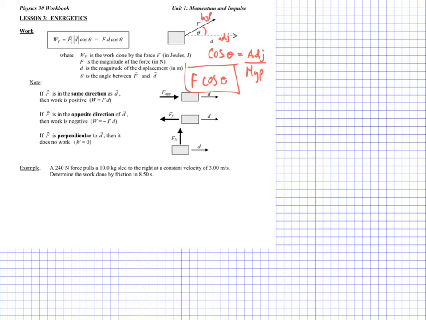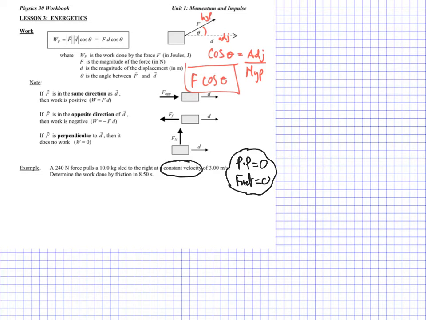Okay, so first scenario here, we have a 240 Newton force pulling a 10 kilogram sled to the right at a constant velocity. So once again, we're thinking about our physics principles. This is very important here. Our physics principle here is a equals 0. This means my F net is 0. This is my big idea here. This means I'm going to have balanced forces. I've got this uniform velocity.